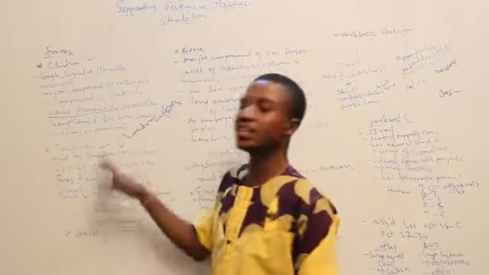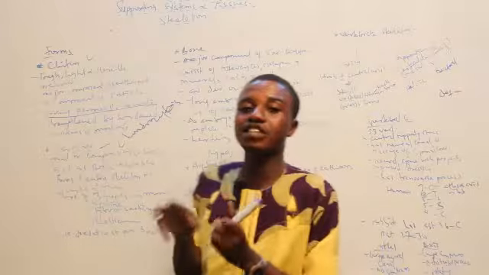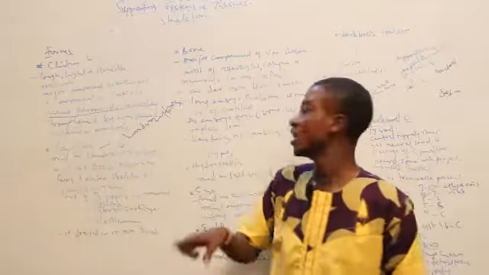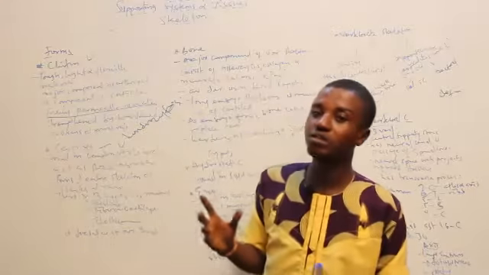And lastly, one thing about cartilage is that cartilage does not have its own blood supply. Rather, it gets its blood from neighboring tissues.